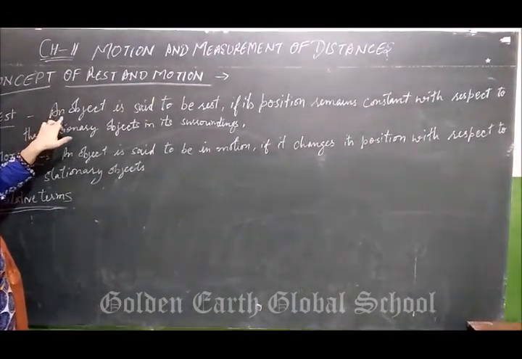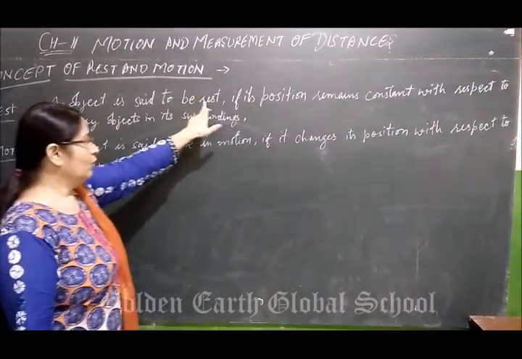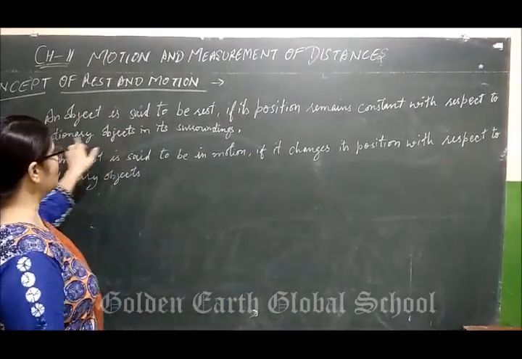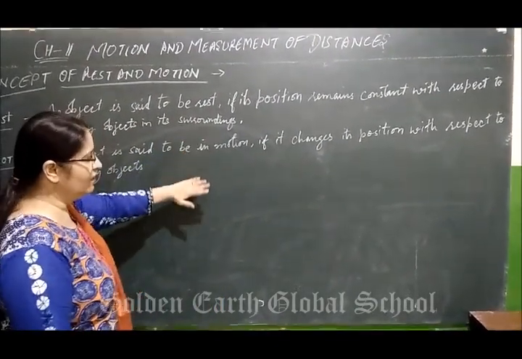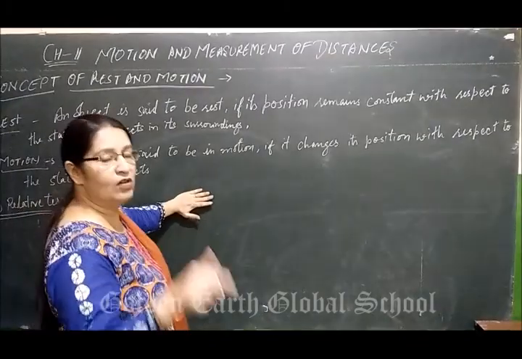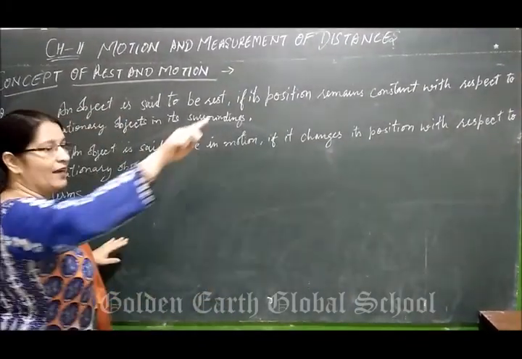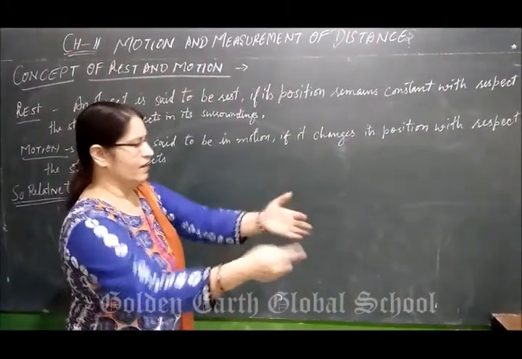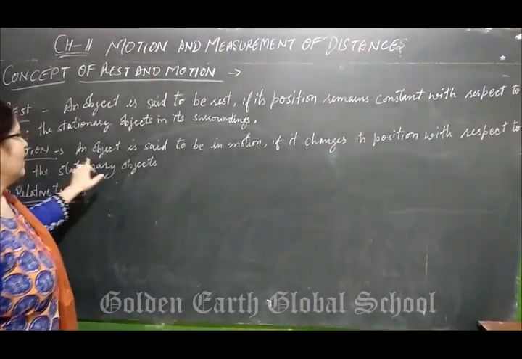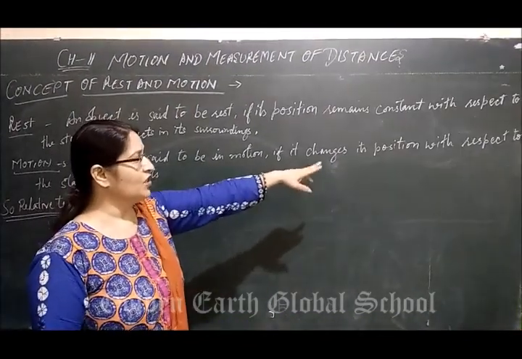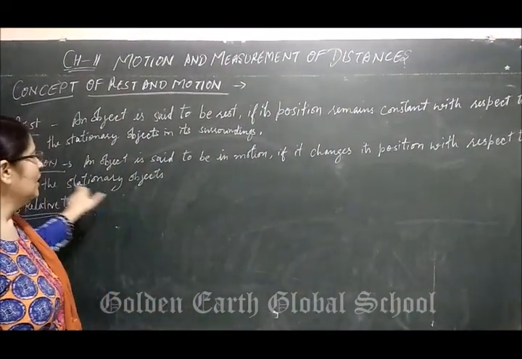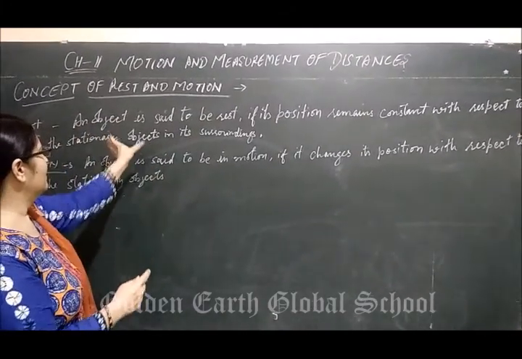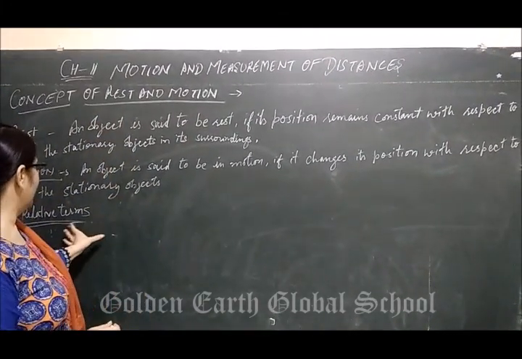Rest we can define as: an object is said to be at rest if its position remains constant with respect to the stationary objects in its surrounding. Means this blackboard's position is constant. It will never change with respect to the surrounding. And I am in motion. I will move from here to there. So what is motion? An object is said to be in motion if it changes its position with respect to stationary objects in its surrounding. So that's why the concepts of rest and motion are related.